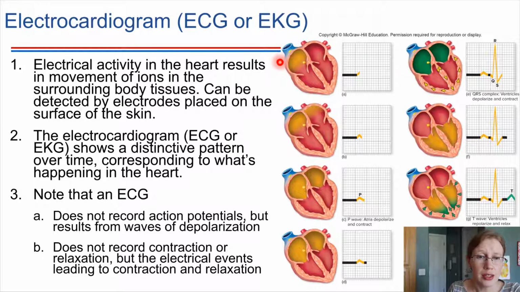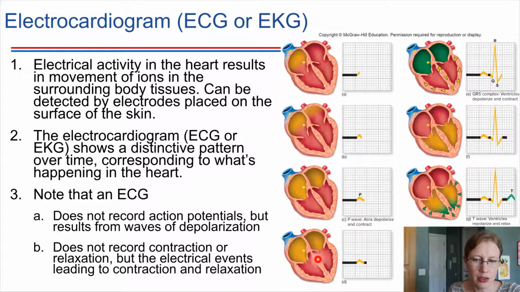So, okay, as the depolarization wave spreads throughout the atria, we're walking down through this figure. Depolarization is shown in yellow. First the right atrium depolarizes. That depolarization spreads to the left atrium as well. And as those chambers undergo depolarization, this leads to the first little peak on the graph. That's called a P wave.